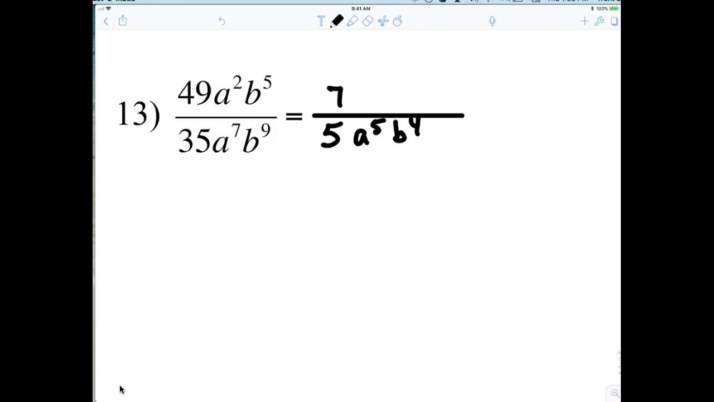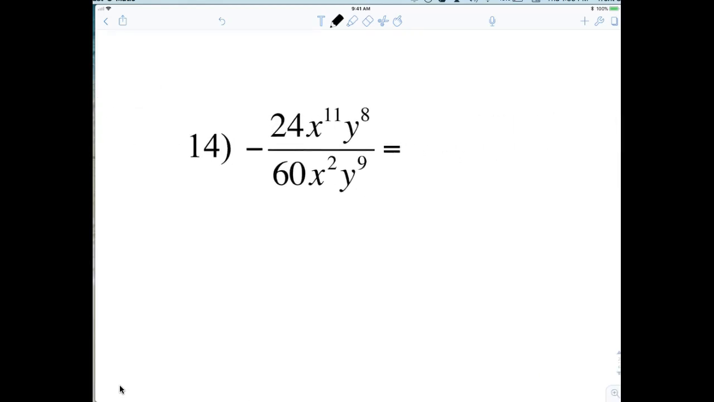All right, keep going. 14. Don't forget the negative out in front. It's kind of tricky. And I can divide by, it looks like 12, I think, right? Yeah, because 12 can go to 6. So then that's 2 and 5. X to the 9th and y. Everybody good with that? Yes.